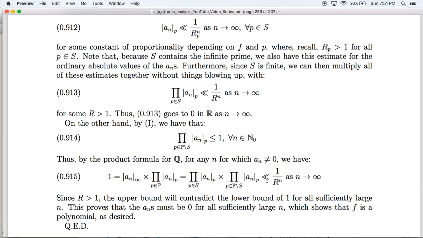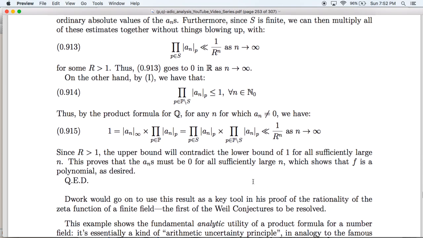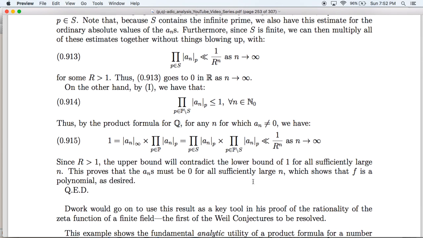So the fact that this is going to lead to a contradiction if n is sufficiently large means that a_n has to be 0 for all sufficiently large n, and so therefore f is a polynomial, and that proves the result. Famously, Dwork would use this theorem as his central tool for proving the first of the Weil conjectures, which is that the zeta function of a finite field is a rational function.